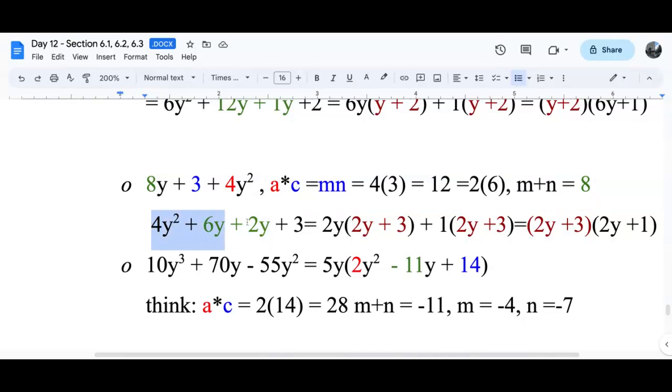Now we group them. We group the first two, we group the second two. Group the first two, we see 2y is a common factor, right? Group the second one, well, there's no common factor but 1, so we write 1 up front. So we see 2y plus 3 is a common factor, factor out. Then we see 2y left for the first one and 1 left for the second one, to put them in a factored form. Any questions?